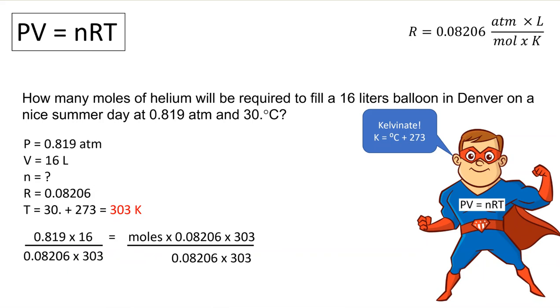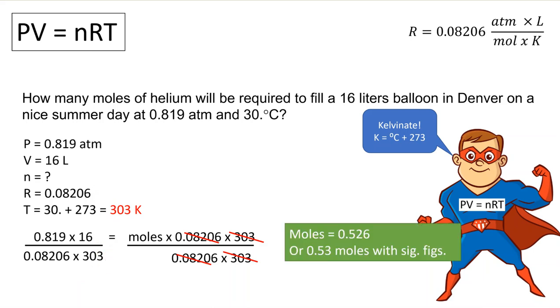We need to isolate moles, so we're going to divide both sides through by 0.08206 times 303. It will cancel on the mole side. Then we can enter these into our calculator. You're going to multiply the top, then enter the divide button, add parentheses, type 303 times 0.08206, end parentheses, and hit equals. And you should get 0.526 moles. Now we're going to round to two significant figures using significant figure rules.